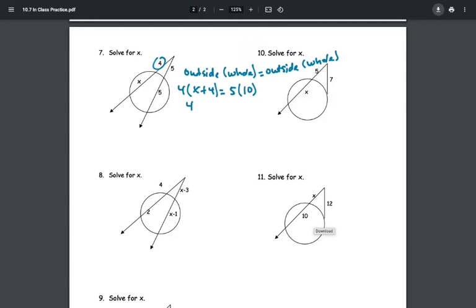So distribute the 4, we get 4x plus 16 equals 50. Subtract 16 from both sides, and so we get 4x equals 34.